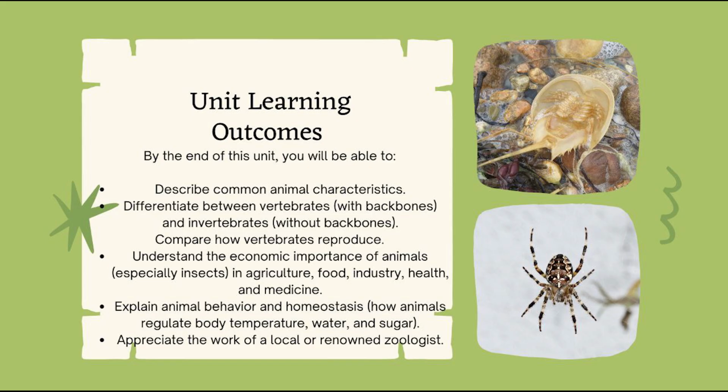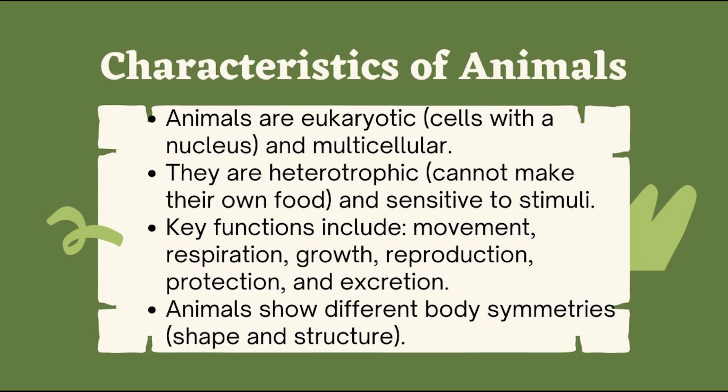By the end of this unit, you will be able to describe what makes an animal. Understand the difference between vertebrates and invertebrates. Compare how different vertebrates reproduce. Evaluate the economic roles of animals, especially insects in agriculture, food security, industry, health, and medicine. Explain animal behavior and homeostasis, like how they regulate temperature and water. And finally, appreciate the contribution of renowned zoologists from Ethiopia or our local communities.